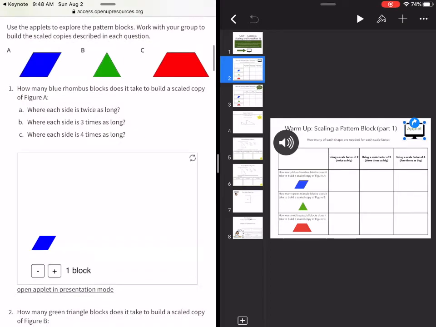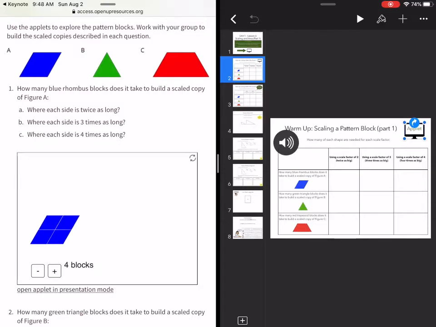Okay, so I have one block here. If I wanted to make it twice as big, now remember, we're doing area, not the figure itself. So we're worried about the area. That would make it twice as wide, but I want it twice as big. So I need to consider the top two. It says how many blue rhombuses would be needed to build a scale copy that is twice as big? Well, I know I'm going to have to go 2 over and 2 up. So that means I would need 4.